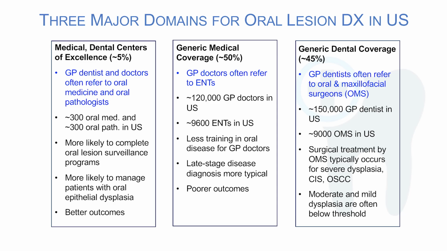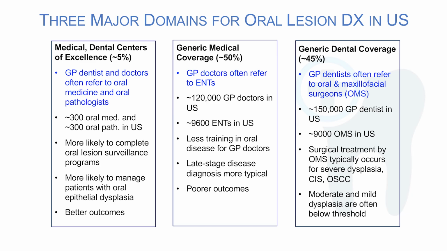About 50% of oral cavity cancers go through the medical infrastructure where ENT and GP doctors find this disease. In general, this focuses on later stage diagnosis and poorer outcomes. Today, I want to focus mainly on this third sector, on the generic dental coverage, i.e. outside of the centers of excellence.